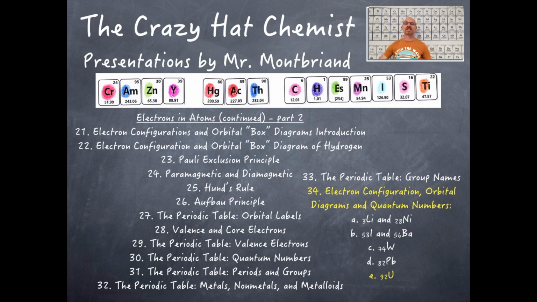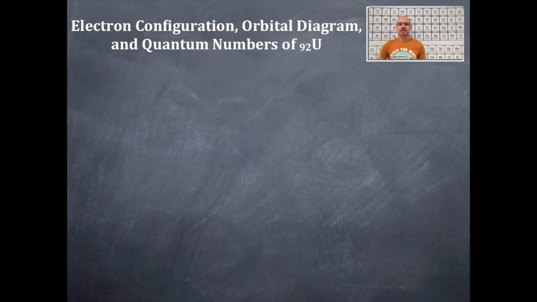I'm so excited today because today is the last video in this series here in electrons and atoms. So let's get moving. Bam! We're going to do the electron configuration, orbital box diagram, and quantum numbers for uranium-92. I love uranium. We're going to do some other things here with uranium as well. So, here we go. Uranium is Z of 92.